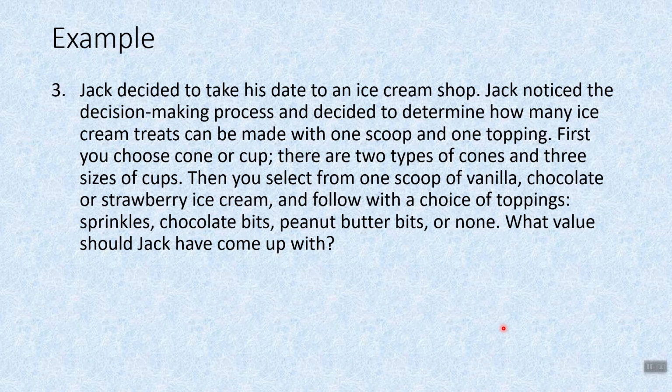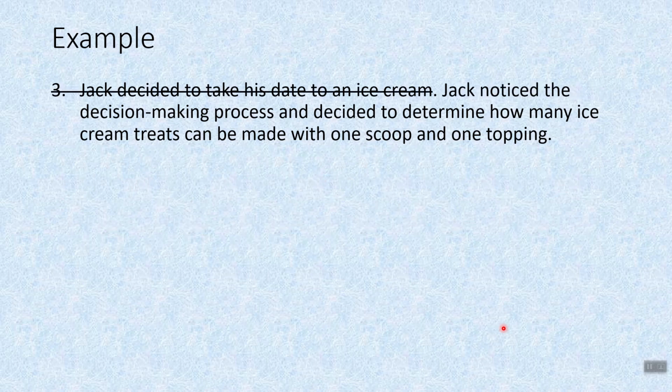What value should Jack have come up with, if he was trying to make this in a decision algorithm? Now, the fact that Jack decided to take his date to an ice cream shop has nothing to do with this problem. That's just setup. You're going to find that a lot in these application problems. Put a line through it, right? Mentally cross it out or whatever.